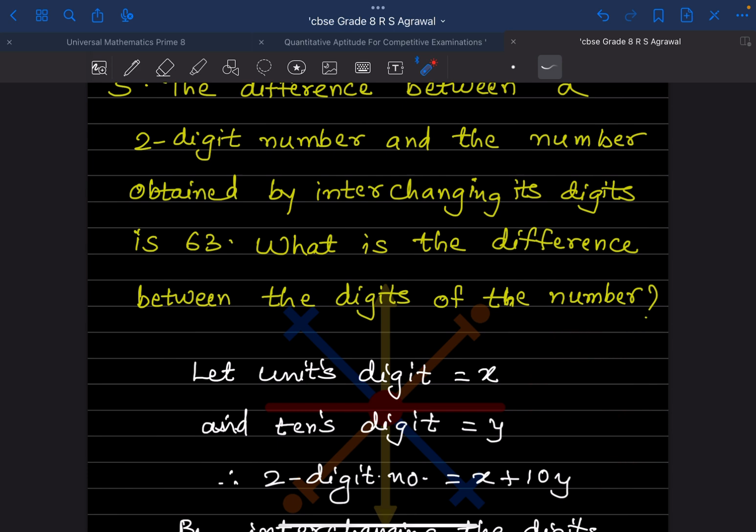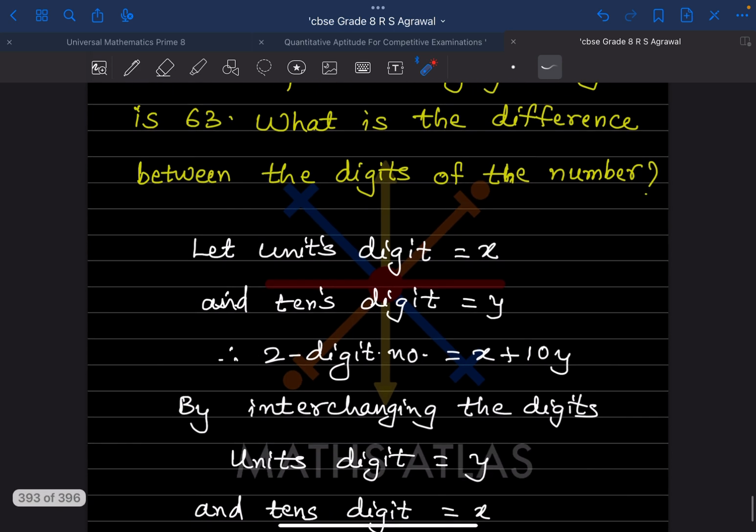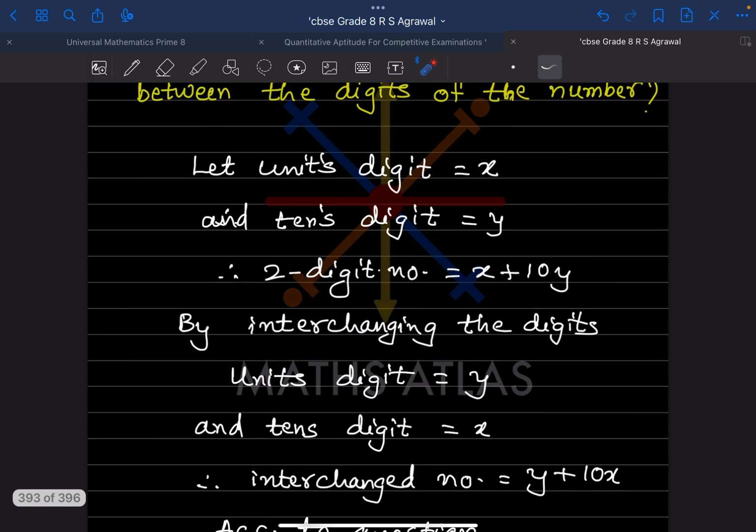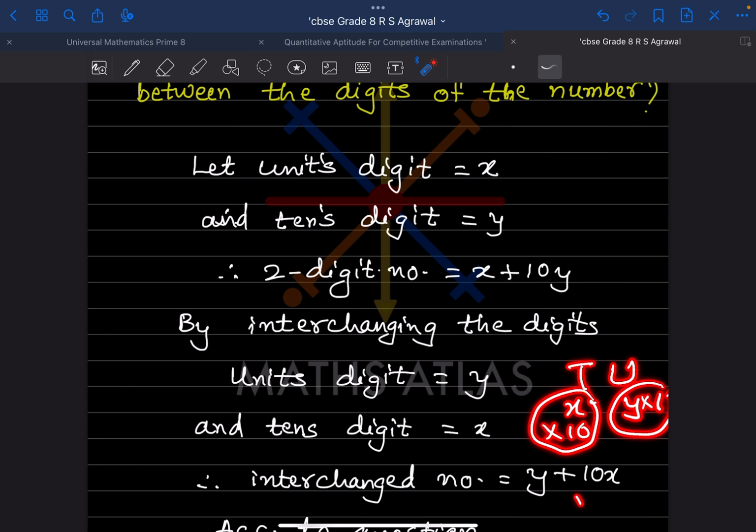So now when you interchange it, the unit place is going to be y and the tens place is going to be x. So the number is y into 1 and x into 10, that is going to be 10x and y, or you can also write y plus 10x. Both ways you can write it.